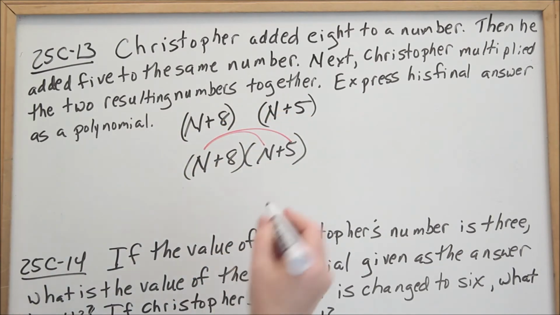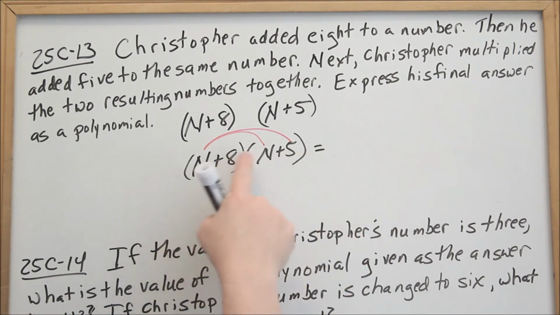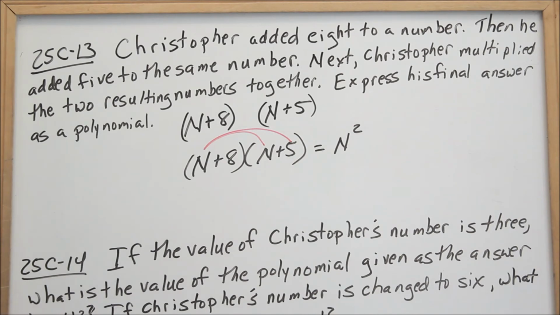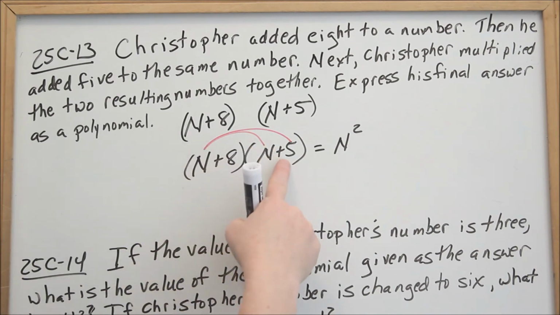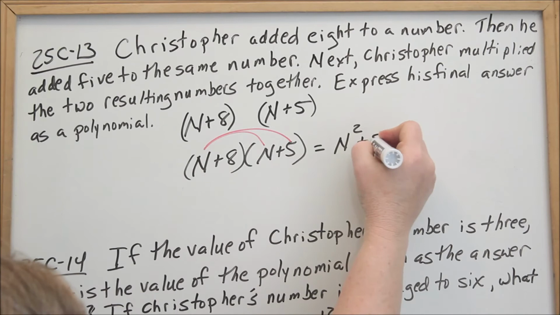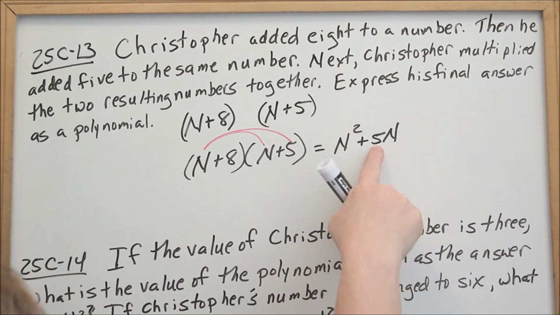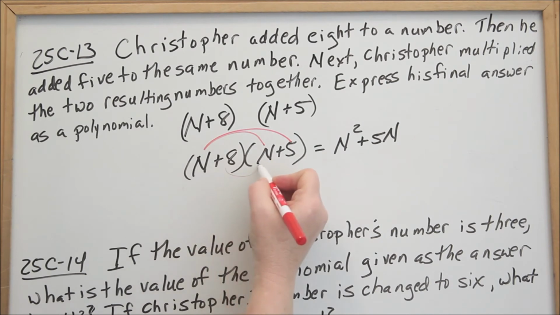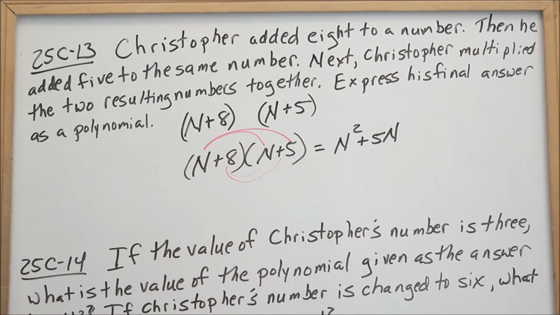Okay, so N times N, N squared, because N squared means N times N. N times a positive 5, positive 5N. Write your number first, then your letter. Then take this and distribute it to both things.